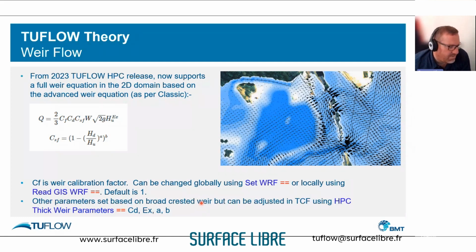Obviously there's other parameters that are there as well, and they are set based on a broad-crested weir, but again we can adjust those if we wanted to within the TCF to change them globally. Just to go back to the weir reduction factor, the default is 1. Obviously increasing that to greater than 1 will decrease the flow efficiency, and thereby make the upstream water level higher for a given flow rate, and a value of less than 1 will increase the flow efficiency.